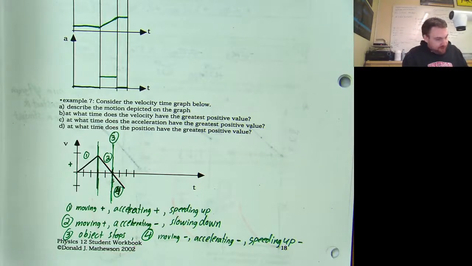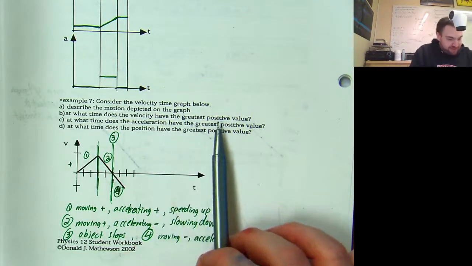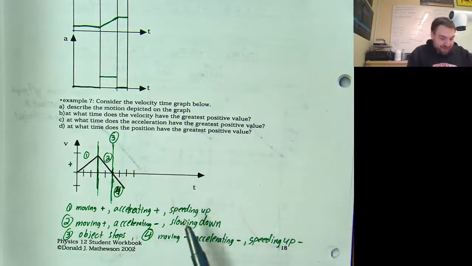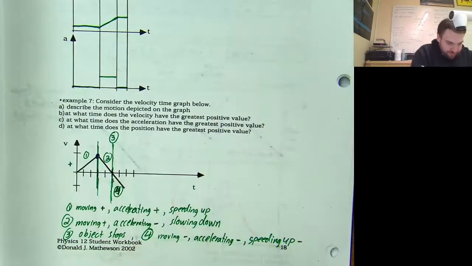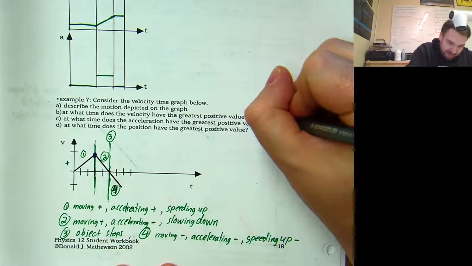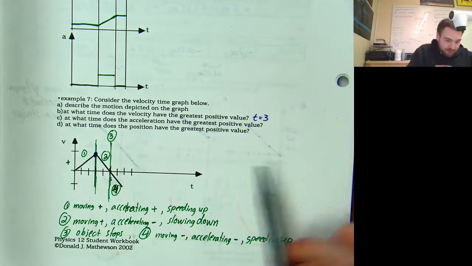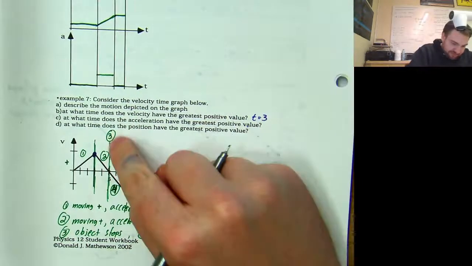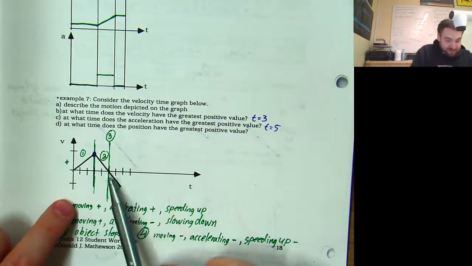So let's talk about this here. At what time does the velocity have the greatest positive value? Well, the velocity has the greatest positive value at the moment it's done accelerating positively. So right here, it's at 3 seconds. So that is the time the object has the greatest positive velocity. The position has the greatest positive value here at step 3, which is t equals 5 seconds. Because this entire time it was moving positively.